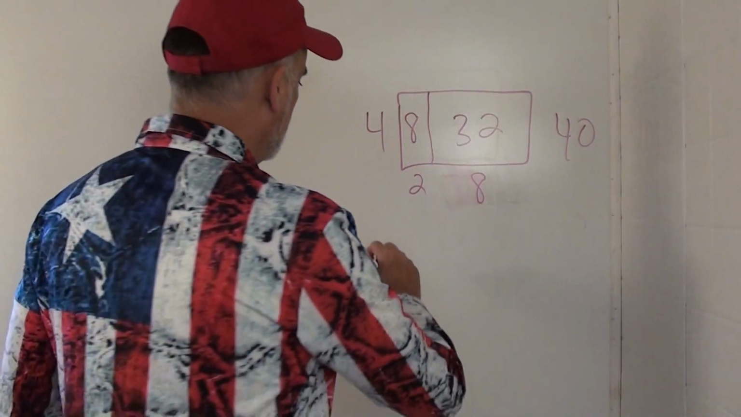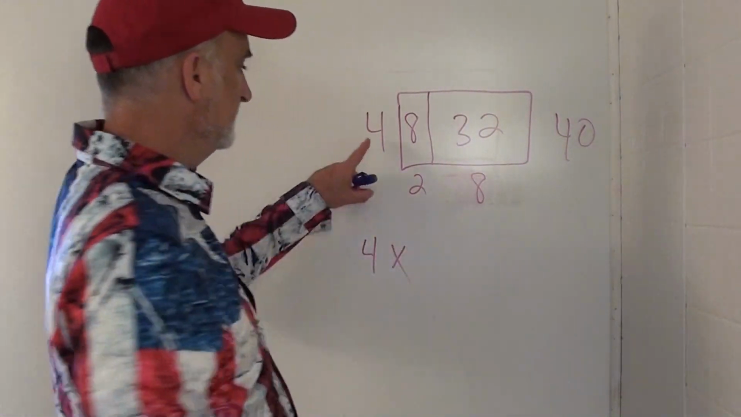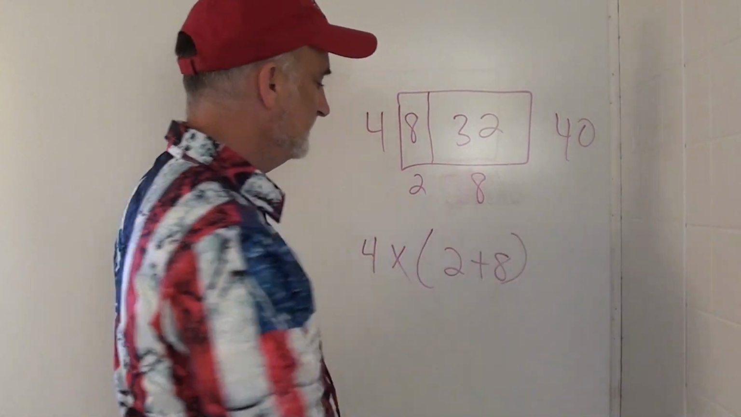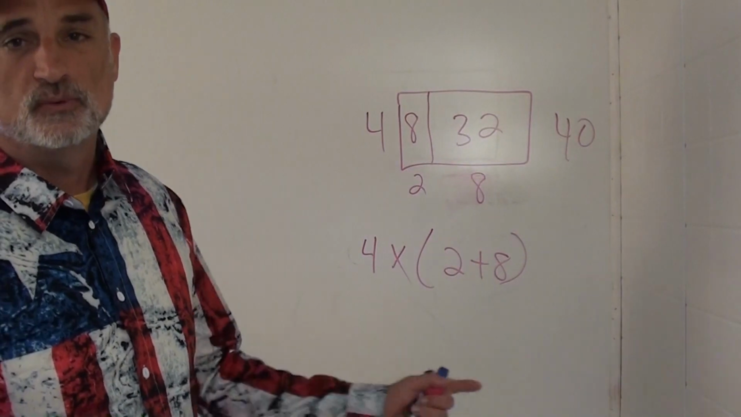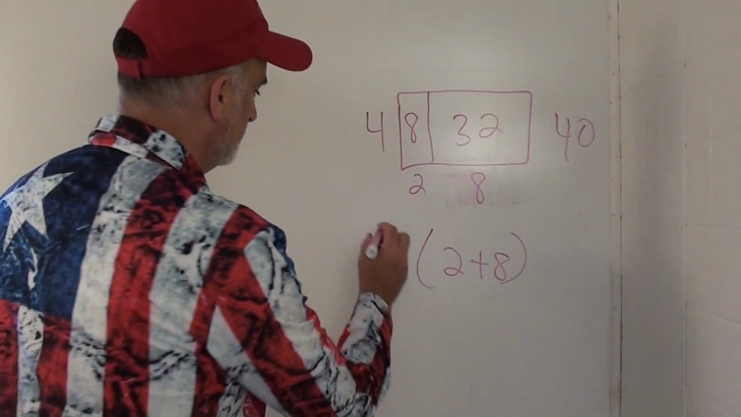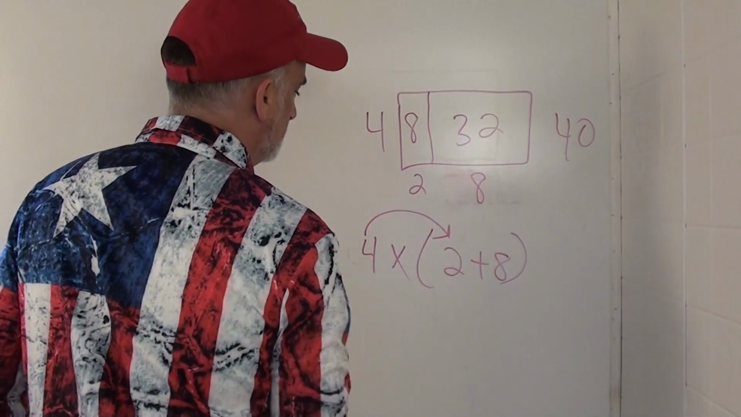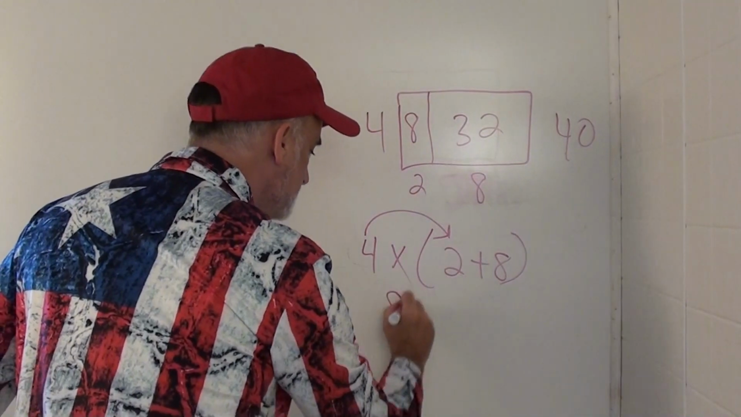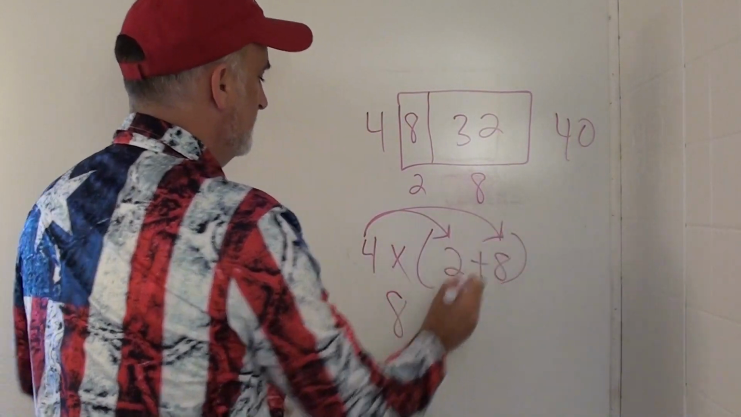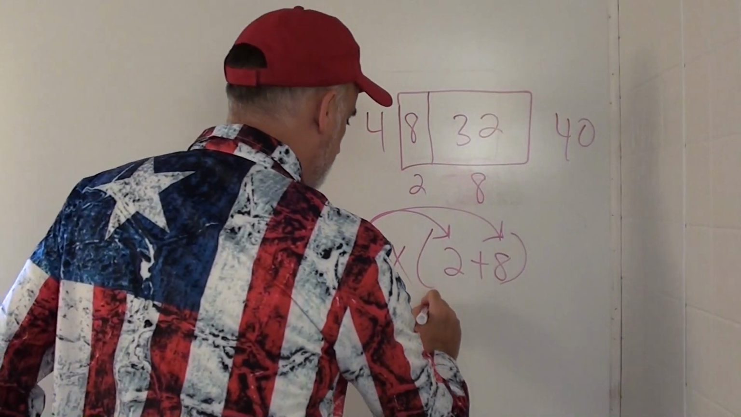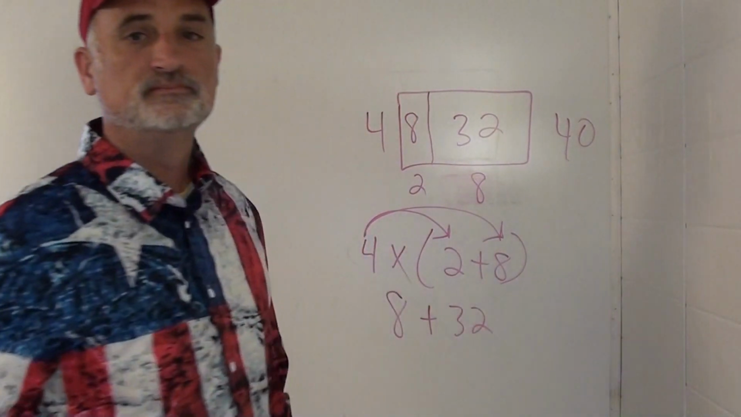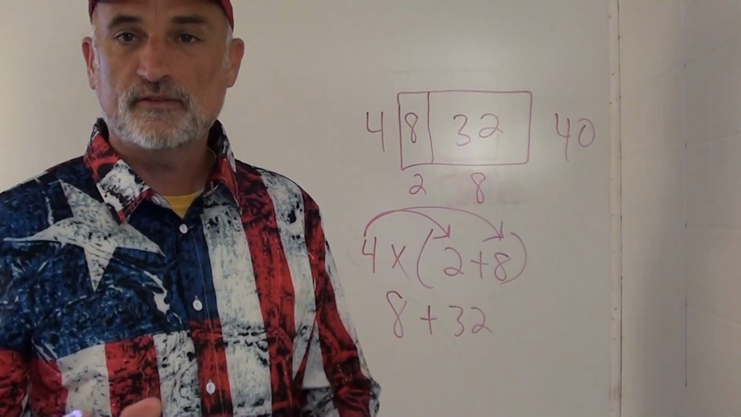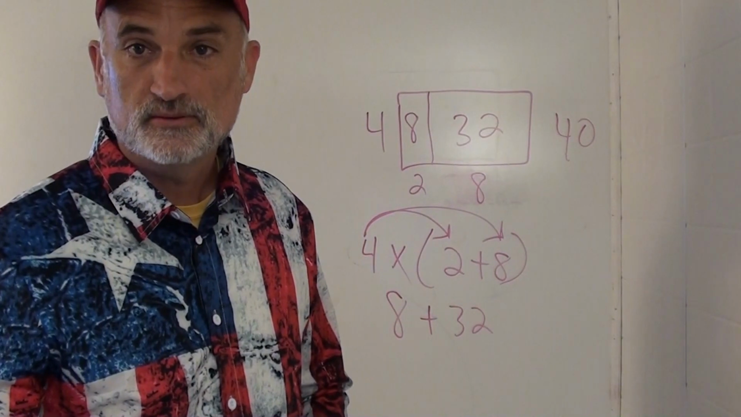So, we've got 4 times 2 plus 8. Same thing. I've just written it a little differently. How would we do it? Well, the distributive property would be 4 times 2 is 8, and 4 times 8 is 32. Okay? So, now let's look at what the distributive property looks like using variables.